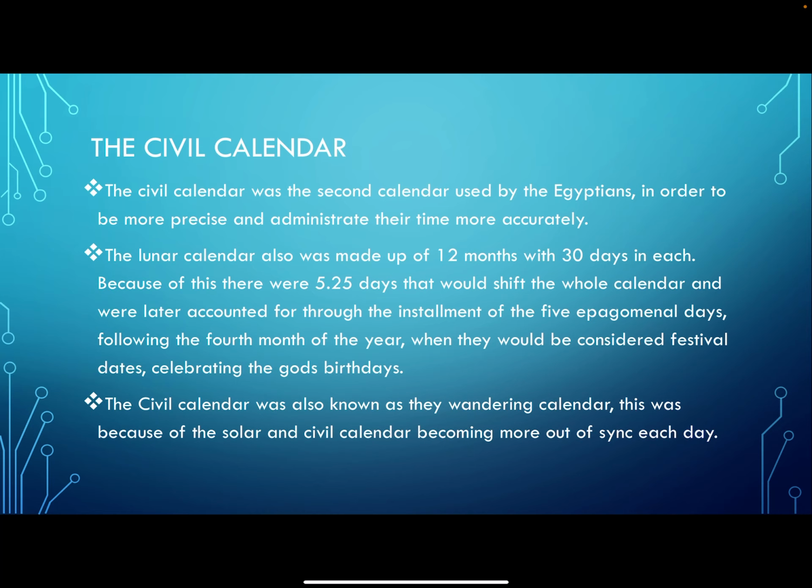So the lunar calendar also was made up of 12 months with 30 days in each. Because of this, there were 5.25, or 1/4 of a day, that would shift the whole calendar and were later accounted for through the installment of the 5 epagomenal days following the 4th month of the year, when they would be considered festival dates celebrating the gods' birthdays.